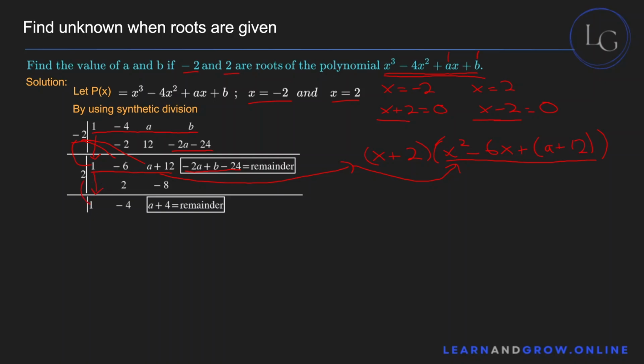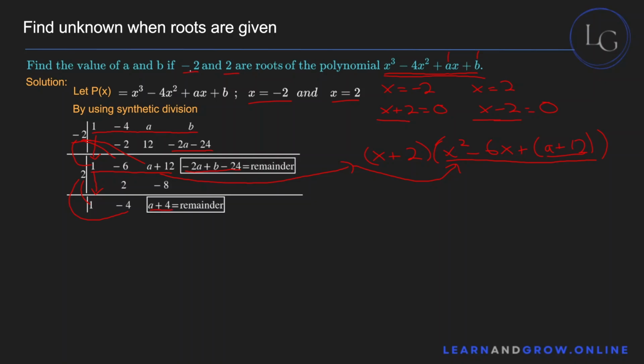The result goes underneath, this minus 6. This minus 6 will be added with 2, so this will give you minus 4. This 2 will be multiplied with minus 4. That will give you minus 8, and that will be written down underneath the last constant, which is this a plus 12. So upon adding a plus 12 and minus 8, you get this a plus 4 as the remainder.